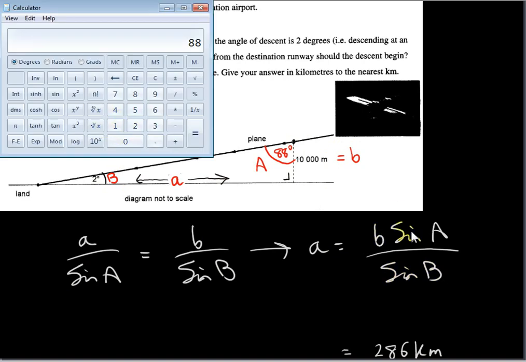Now we've done this before, I won't bother writing down what these values are, I'll just plug them in. So we have to take b, which is 10,000, and multiply it by the sine of A, which is 88 degrees. Okay, so that's the numerator. And we divide this by the sine of B, that's the sine of 2 degrees. So here we get our answer in meters, and we divide this by 1,000 to get the answer in kilometers. So as before, you see that to the nearest kilometer, this is 286 kilometers.